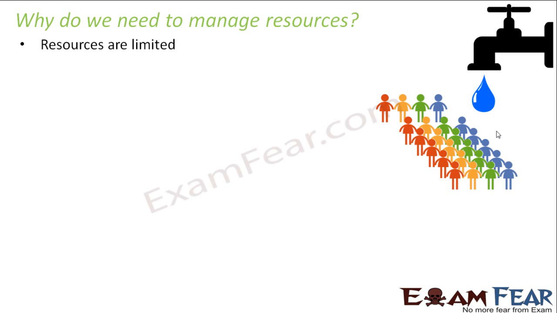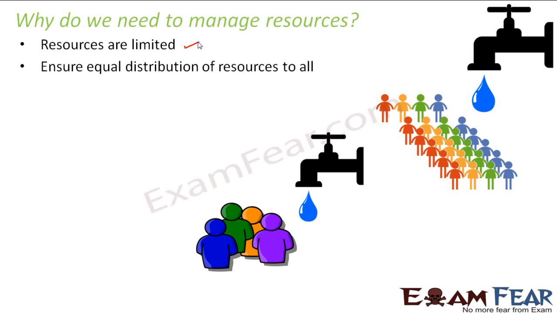So water is just an example. It is true for all other natural resources, whether it is forests. If we cut down too much of forests, what will happen? There will be scarcity of forests. After that, you will not get greenery around you. You will not get wood from forests, right? So we need to manage resources because the resources are limited.